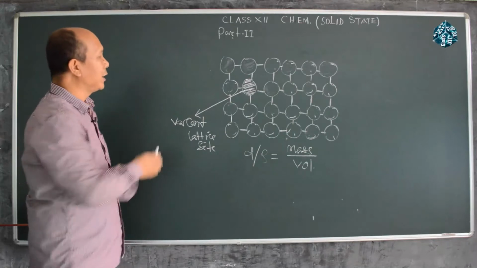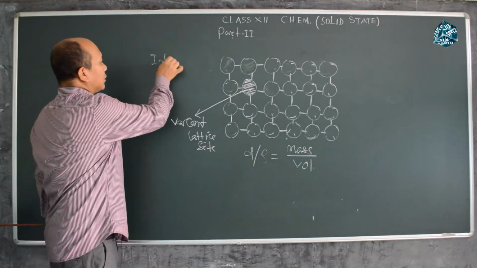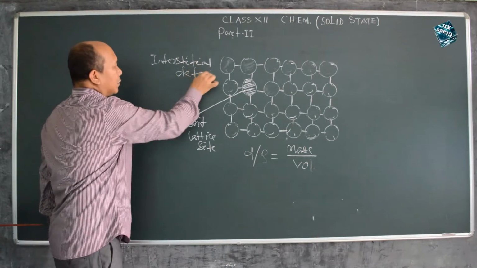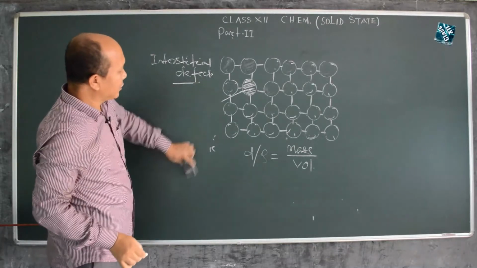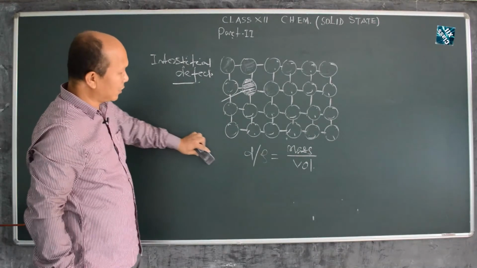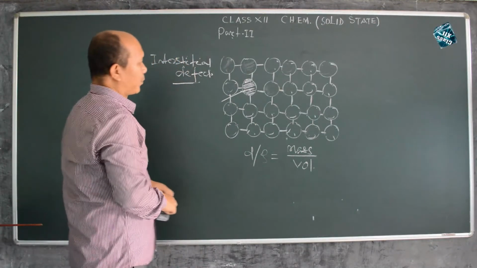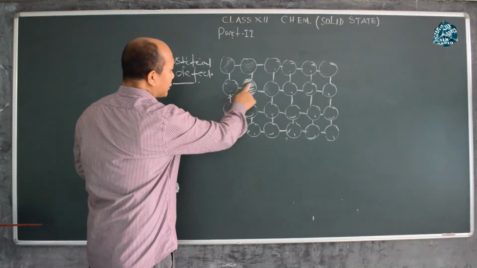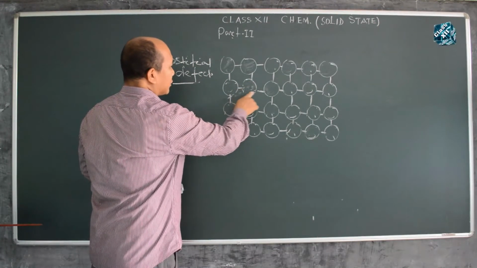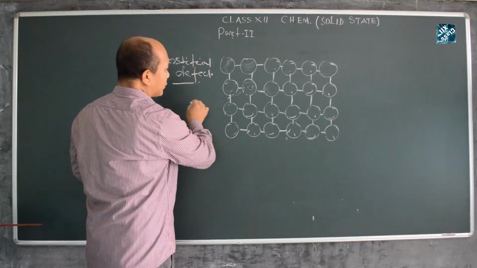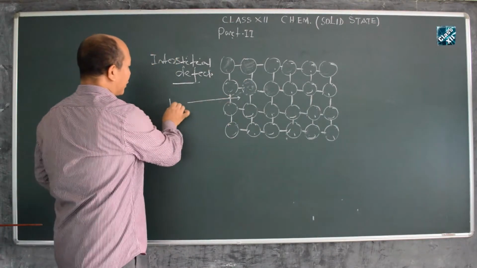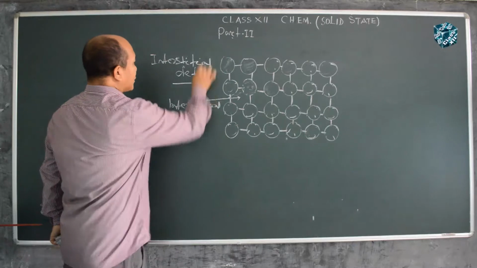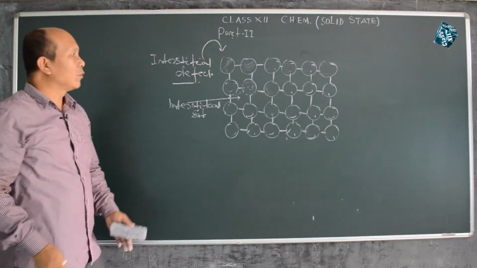the interstitial defect. First, we discuss the empty space present, simply a void, which is the interstitial site. In the interstitial site, the constituent particles are arranged, and such type of defect occurs in the crystal.